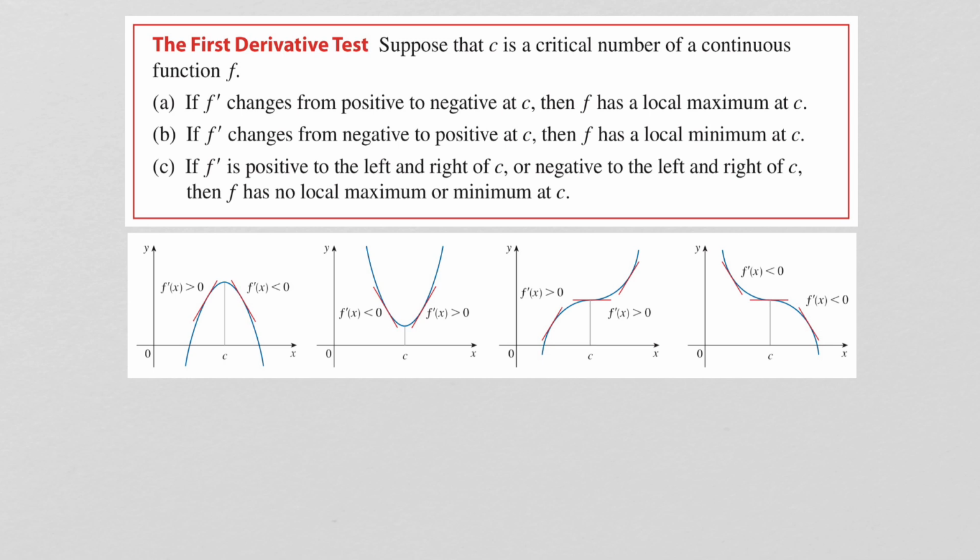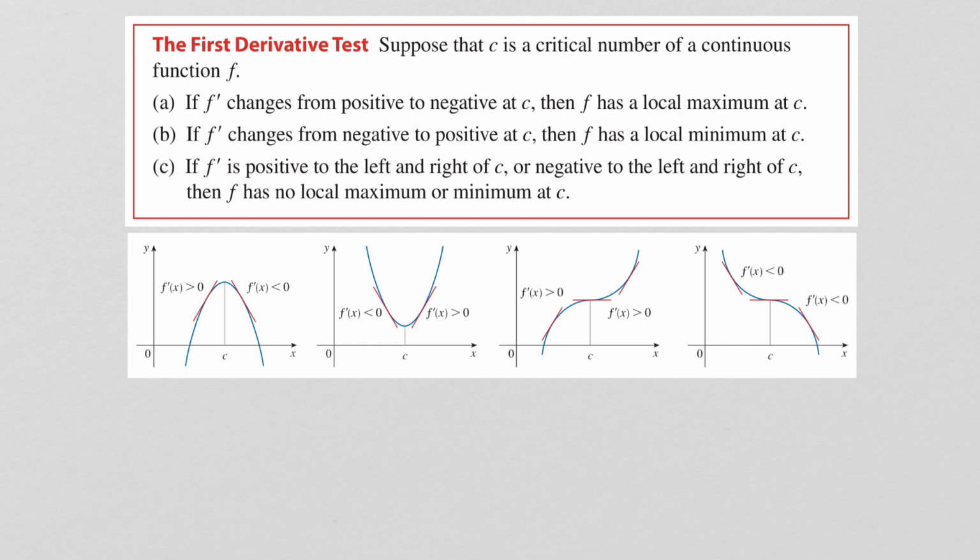The first derivative test says suppose that c is a critical number of a continuous function f. If f prime changes from positive to negative at c, then f has a local maximum at c. If f prime changes from negative to positive at c, then f has a local minimum at c. And if f prime is positive to the left and right, or negative to the left and right of c, in other words, it does not change at c, then there is no local maximum or minimum at c.